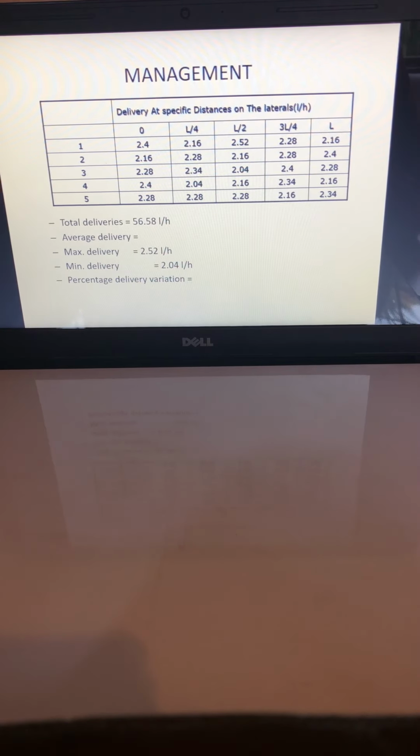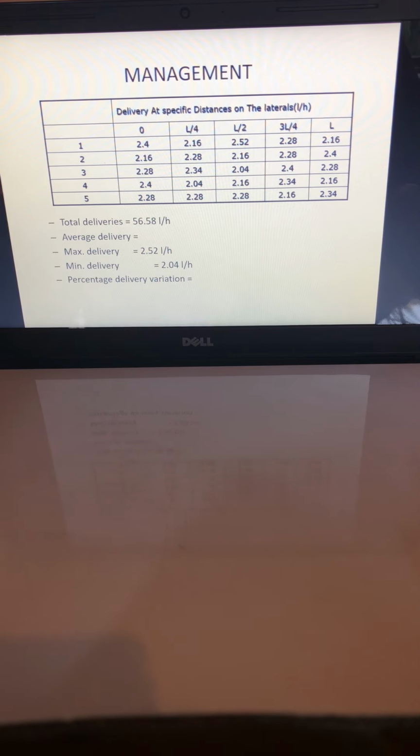Hi everyone, so I thought I would just make this video as a recap for what we did in the first test work. So if you remember, this table is used to explain or show the delivery of an emitter and then various emitters in a field.